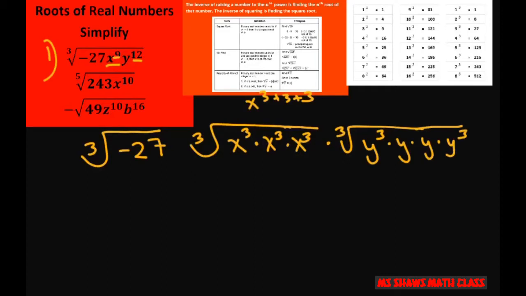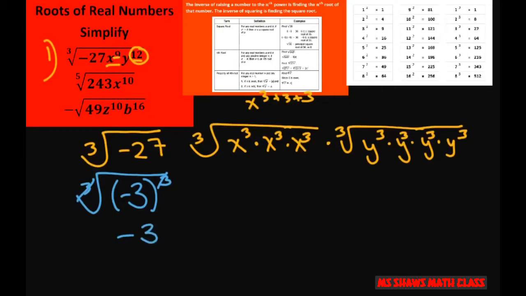Now I'll put cubes here. And you add those 3 plus 3 plus 3 plus 3 gives you your 12. I also can rewrite this 27 as negative 3 cubed. So the 3's cancel and you get negative 3. Now if you cube root each one of these, you're going to get x times x times x, which gives you x cubed. And here you do the same thing, so it'll be y, because these will cancel out.